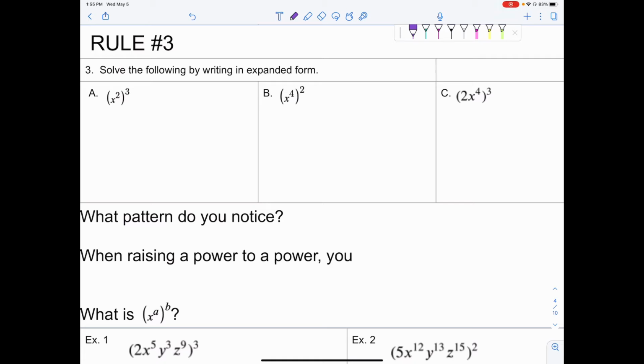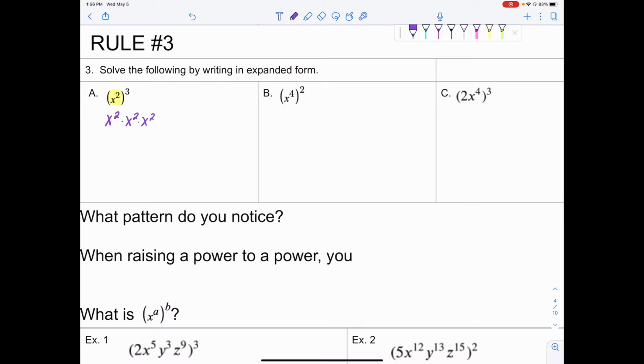Today in class we looked at rules 3 and 4, and we are going to use our knowledge from last class to help us figure out what these rules are. So for 3a, we are cubing something. In this case, we're cubing x squared. So that would be x squared times x squared times x squared.